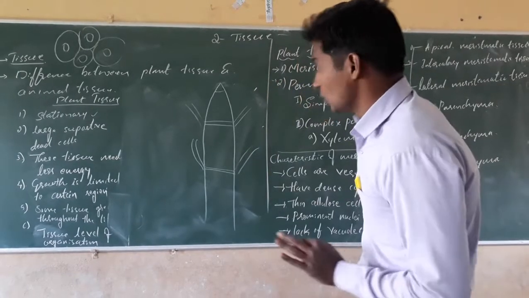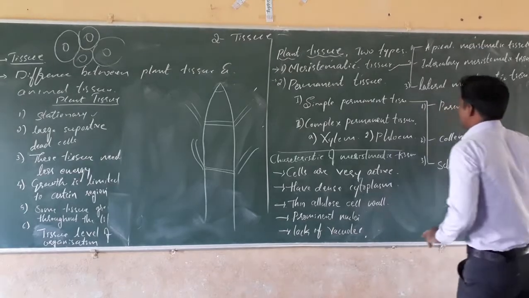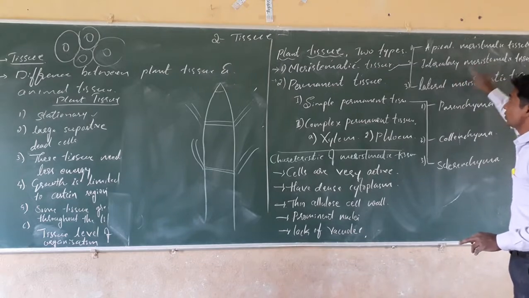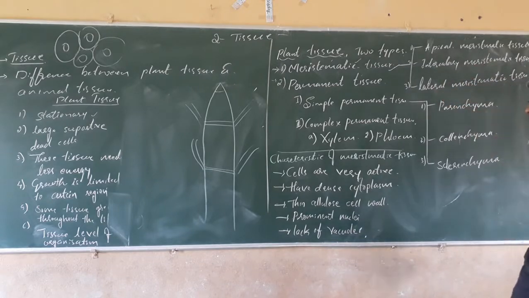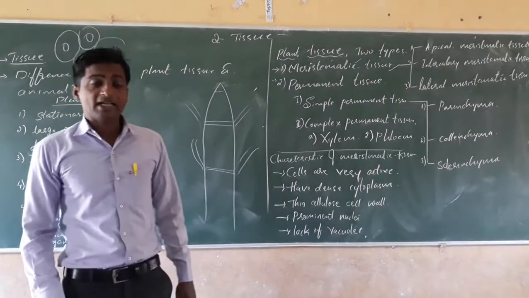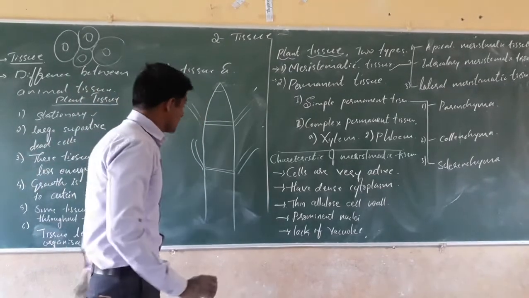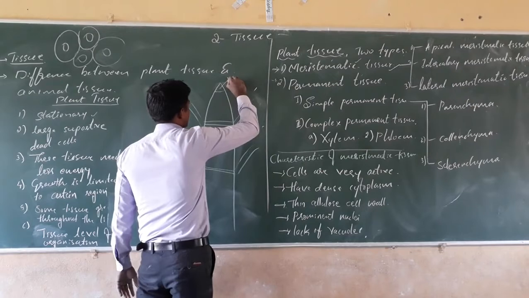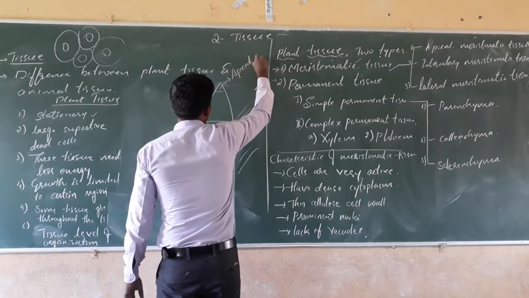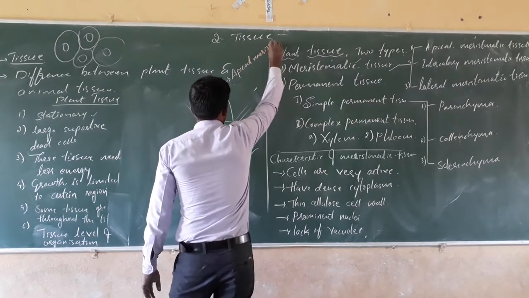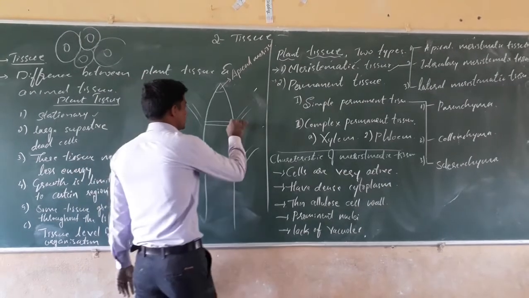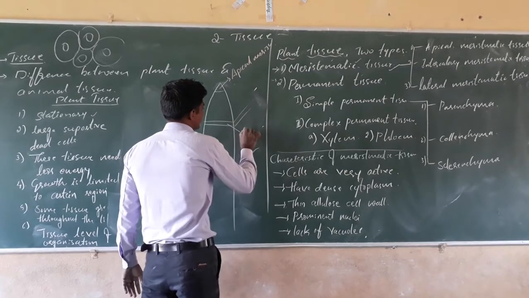The meristematic tissue is divided into three types. The first one is apical meristematic tissue, the second is intercalary meristematic tissue, and the third one is lateral meristematic tissue. Apical means apex, which is present at the apex level. That is the apical meristematic tissue. Intercalary meristematic tissue: in between the internodes, that is called the intercalary meristematic tissue.